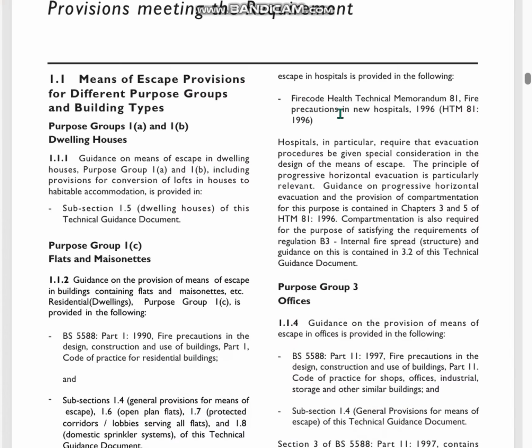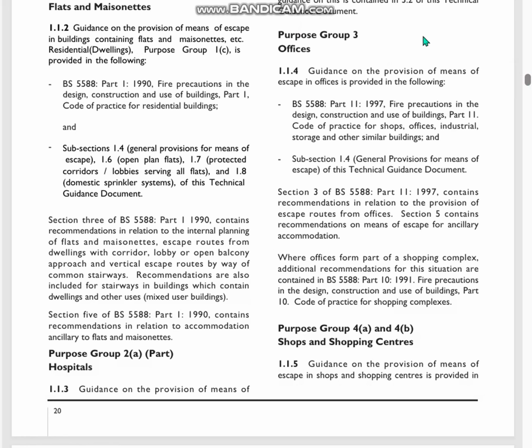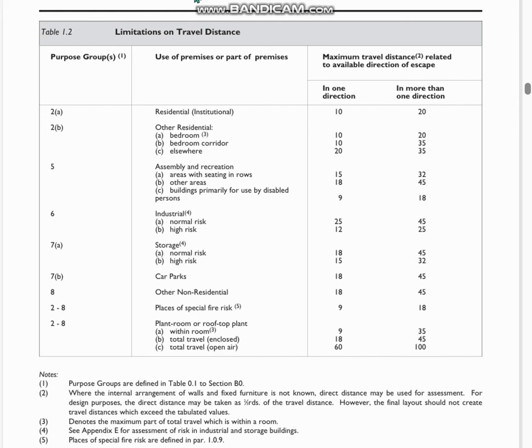In here, the first step will be to look at the purpose group classification to see which group the proposed fire cert falls into. As can be seen, this example is an office block, so therefore it's under purpose group 3. And purpose group 3, as can be seen, refers you to BS 5588 Part 11 1997 regulations. As previously mentioned, travel distances are also looked at to show that it's in compliance.